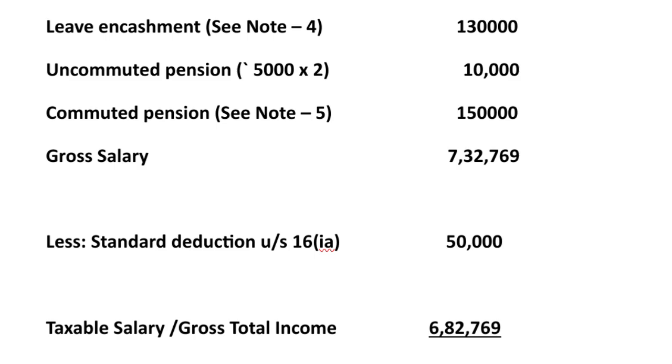Therefore, the gross salary 7,32,769 less standard deduction under section 16(ia) 50,000. Taxable salary or gross total income comes to 6,82,769. That's all. Very simple question.